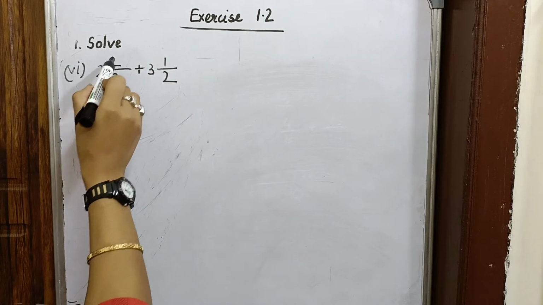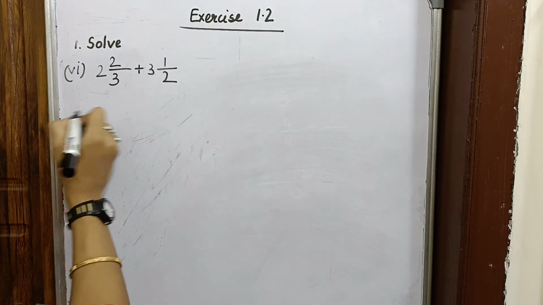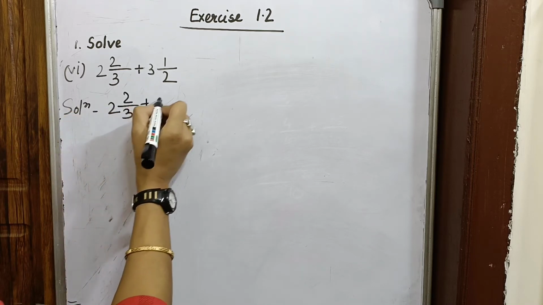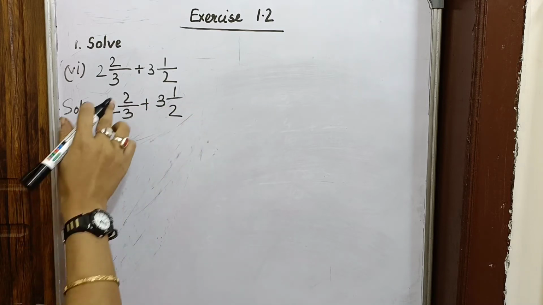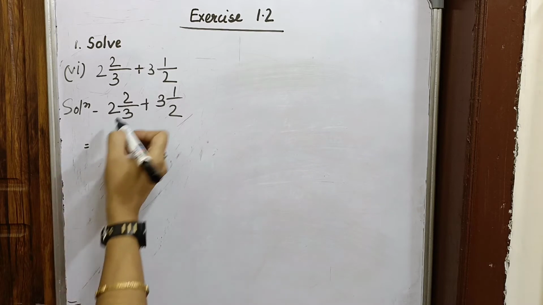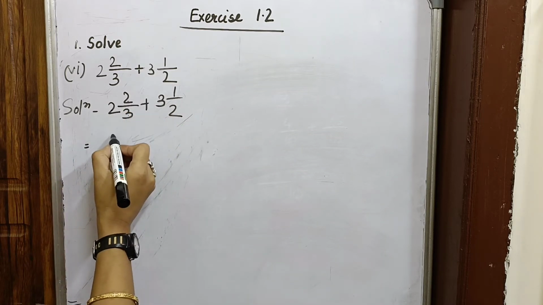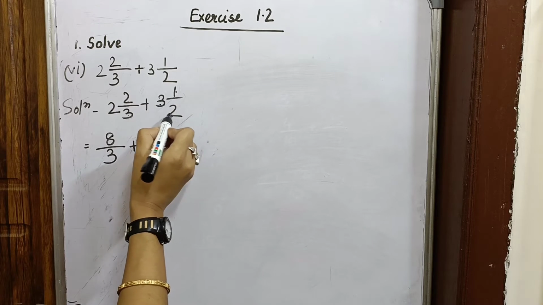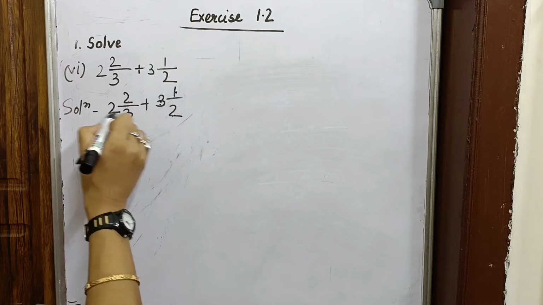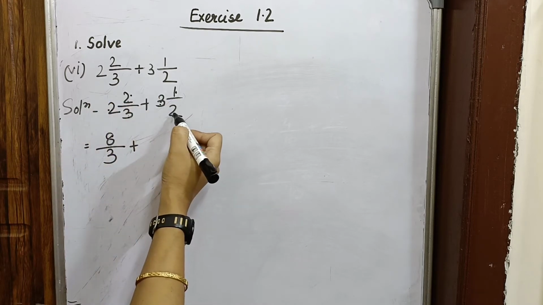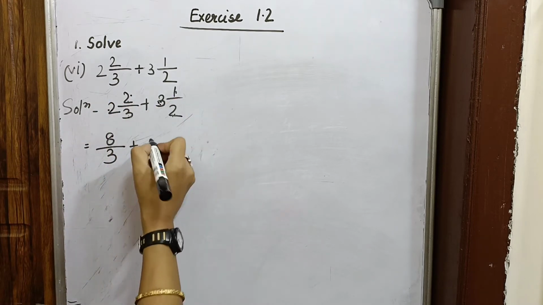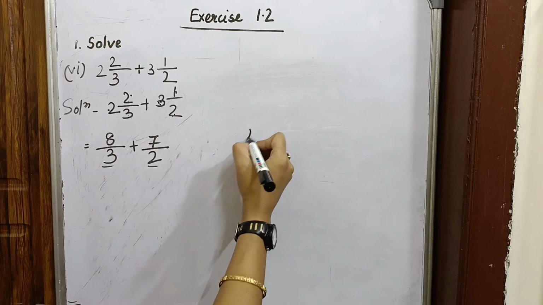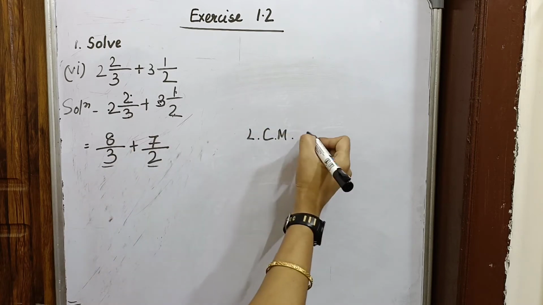Number 6 is 2 2 by 3 plus 3 1 by 2. So first what we have to do here is convert into improper fractions. 3 twos are 6, plus 2 is 8, so 8 by 3. Plus 2 threes are 6, plus 1 is 7, so 7 by 2. We multiply the whole number and denominator, then add the numerator.